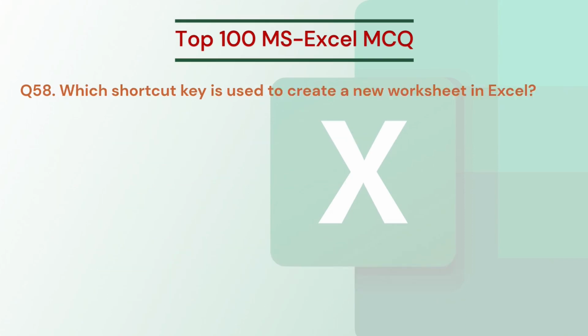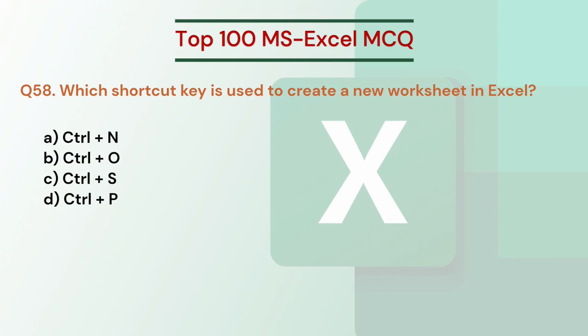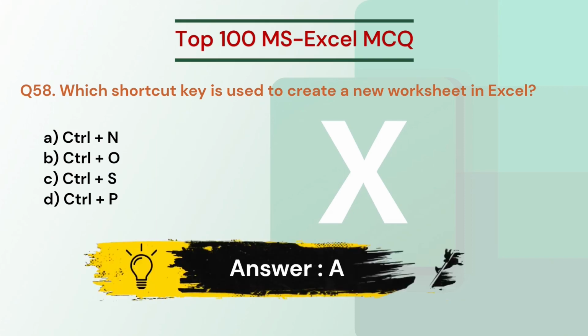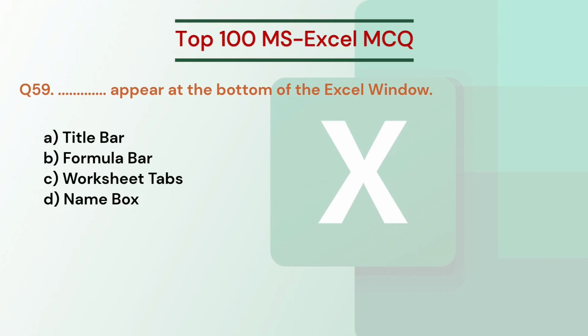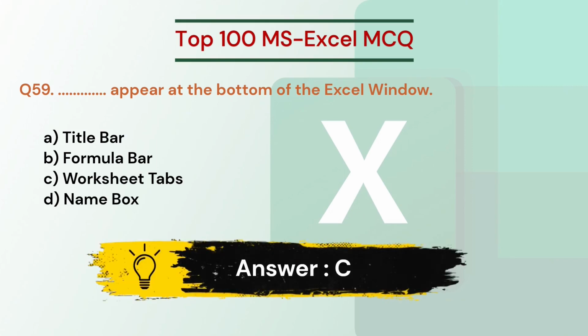Which shortcut key is used to create a new worksheet in Excel? A. Ctrl plus N. B. Ctrl plus O. C. Ctrl plus S. D. Ctrl plus P. Correct answer is A. Ctrl plus N. Dash appear at the bottom of the Excel window. A. Title bar. B. Formula bar. C. Worksheet tabs. D. Name box. Correct answer is C. Worksheet tabs.